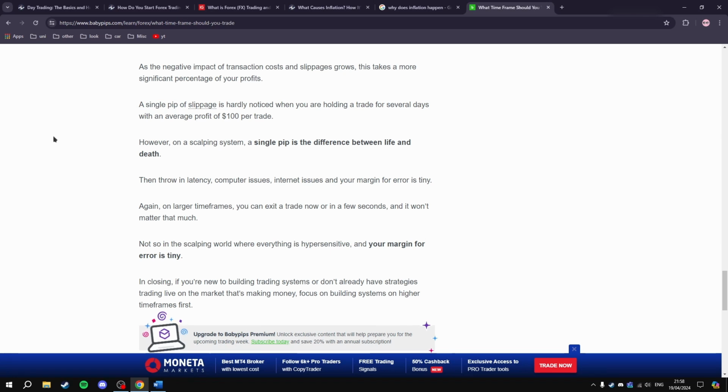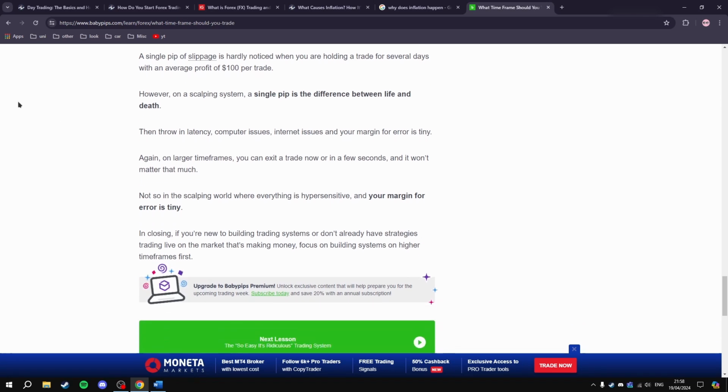A single pip of slippage is hardly noticed when you're holding a trade for several days with an average profit of $100 per trade. However, on a scalping system, a single pip is the difference between life and death. So basically, the shorter the time frame, the more difference a single pip or any movement is going to make to your trade.